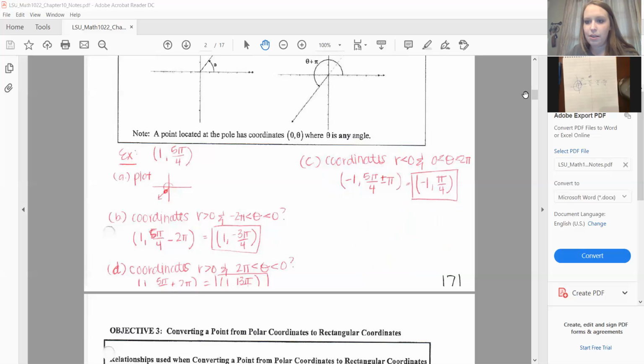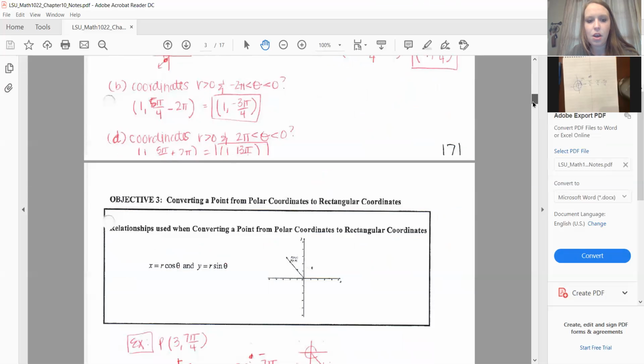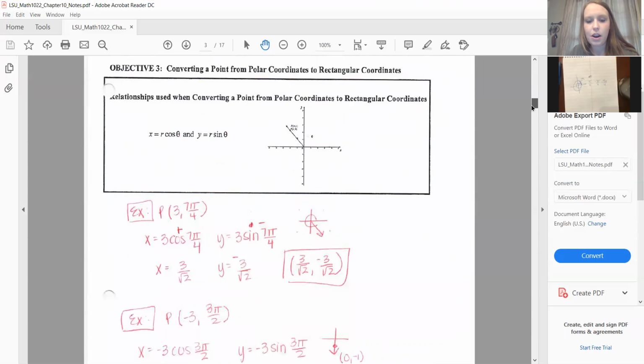So let's scroll down here. Objective 3. Now this one is converting from polar to rectangular, and then they switch and do rectangular to polar. So they give us 3 and 7 pi over 4, and you're going to use these two equations right here. x is equal to r cosine theta, and y is equal to r sine theta. So r goes in both of them, 3. So what is cosine of 7 pi over 4? What is sine of 7 pi over 4?